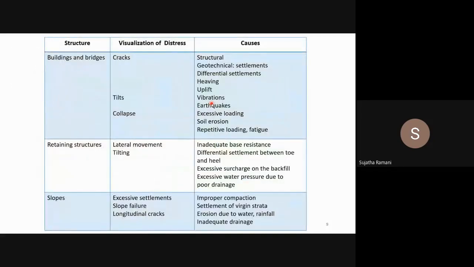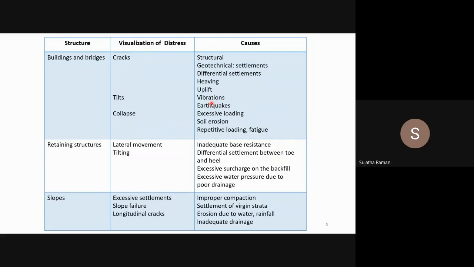So I think that if we categorize them into some classes, look at how these failures manifest themselves and what causes them, that will give us a better understanding. So let us look at the type of structure, how this distress is visualized in the structure, and what the causes are. Now the first category is the buildings and bridges.